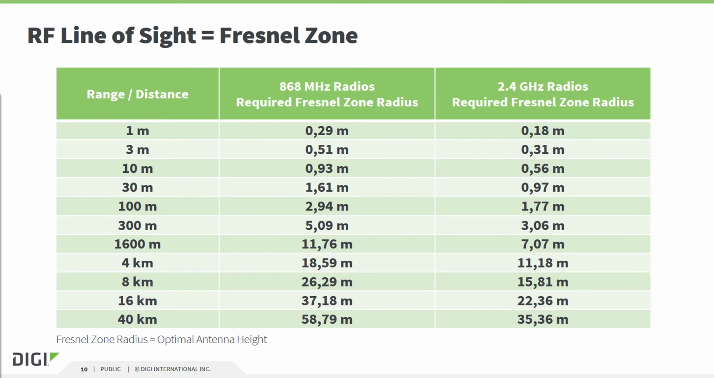Here are some examples. For the 868 MHz base product available in Europe, the maximum range is 14 kilometers. So you can see the antenna height for a free Fresnel zone is around 37 meters to achieve the maximum range. For the 2.4 GHz base product available worldwide, you need already 3 meters antenna height for a free Fresnel zone in a range of 300 meters.